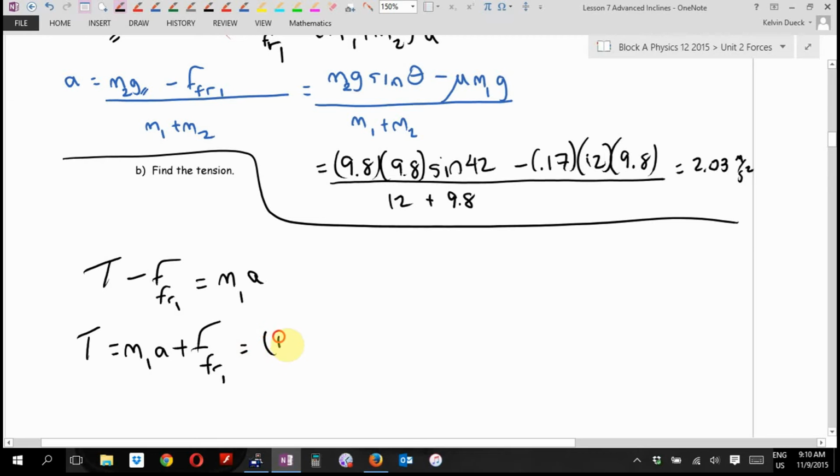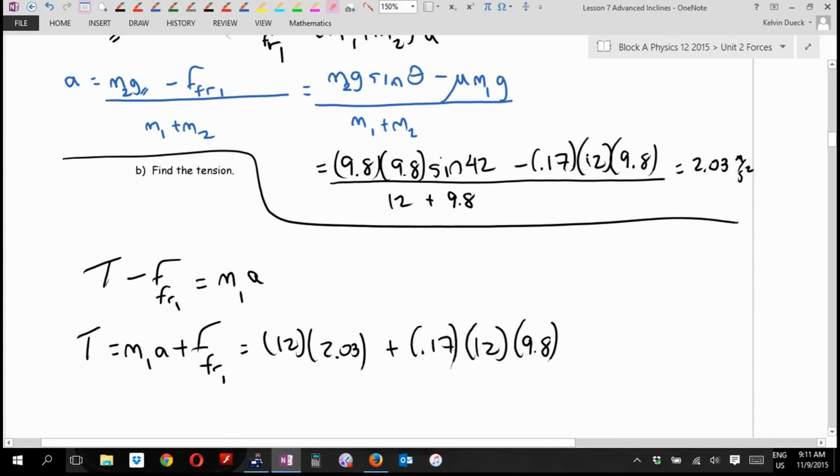It's going to be 12 times 2.03, although I'm going to use my answer button, plus mu 0.17 times 12 times 9.8. By the way, if you really break this equation down, here's what we're saying. The tension in the rope has to, first of all, create the net force on the missing object and overcome friction.